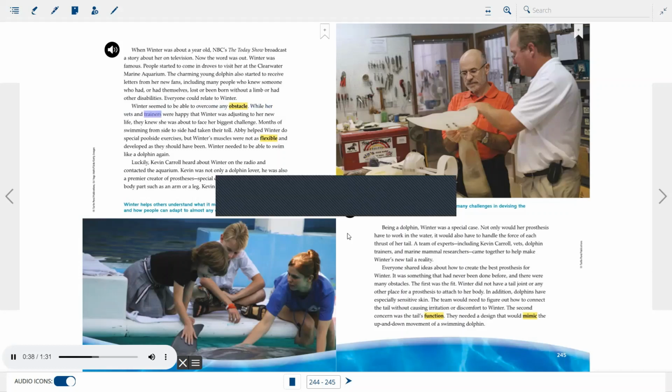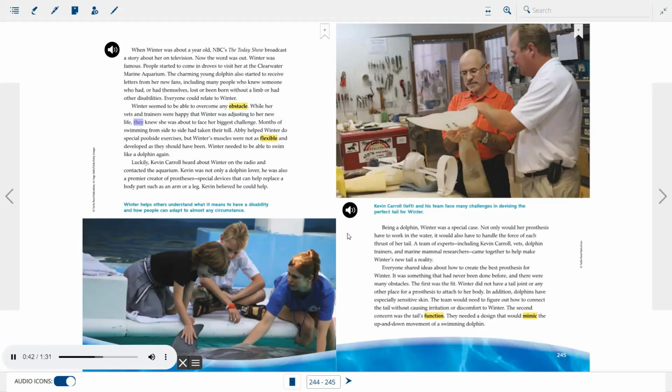Winter seemed to be able to overcome any obstacle. While her vets and trainers were happy that Winter was adjusting to her new life, they knew she was about to face her biggest challenge. Months of swimming from side to side had taken their toll. Abby helped Winter do special poolside exercises, but Winter's muscles were not as flexible and developed as they should have been. Winter needed to be able to swim like a dolphin again.